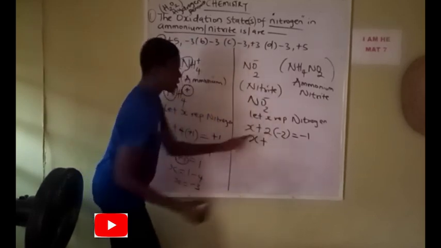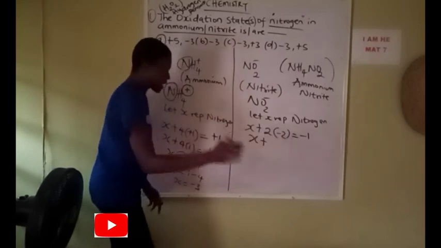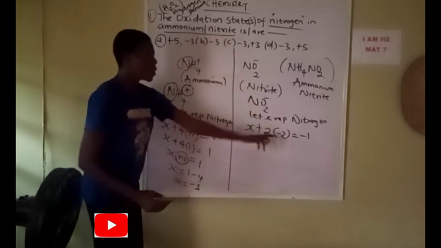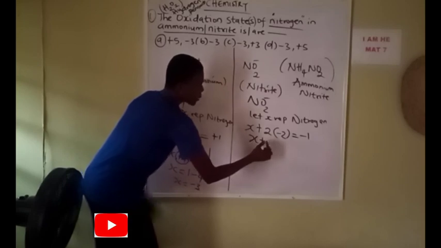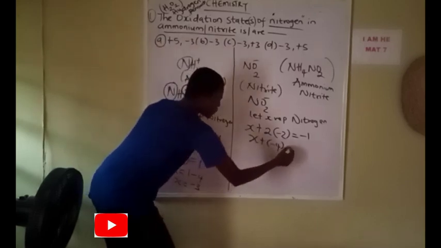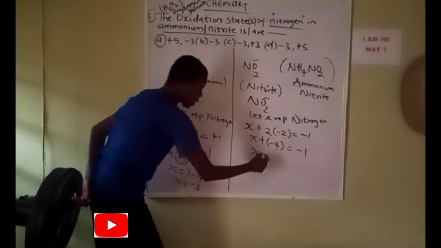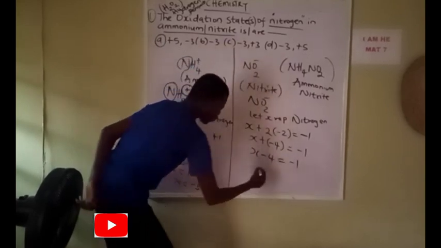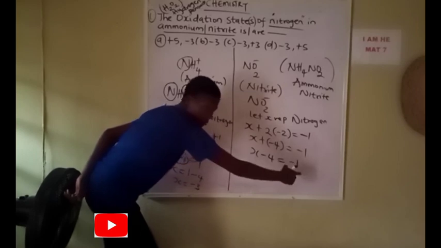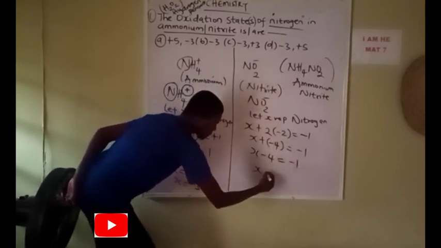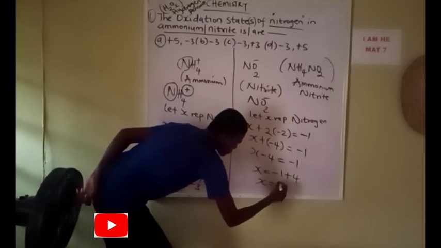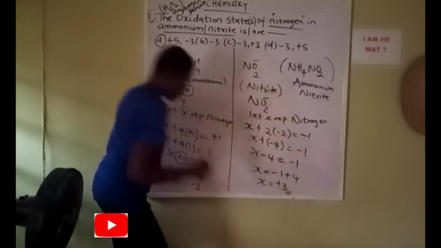x plus, let's open the bracket, +2 times -2. So 2 times -2 is -4, is equal to -1. So let's open the bracket. So you have -4 is equal to -1. So we have x is equal to, this -4 will cross over to this point to give us plus. So we have x is equal to -1 plus 4. x is equal to +3. You understand?